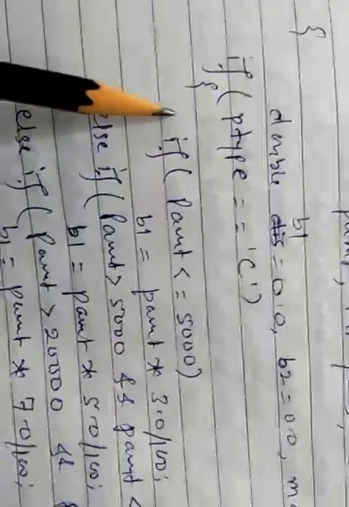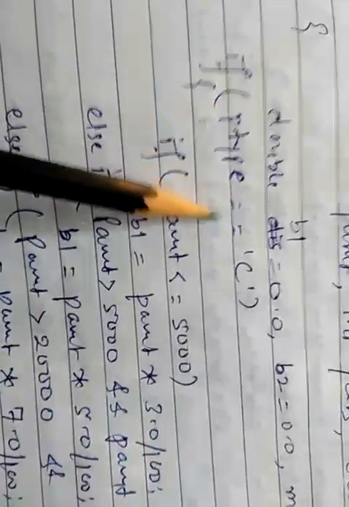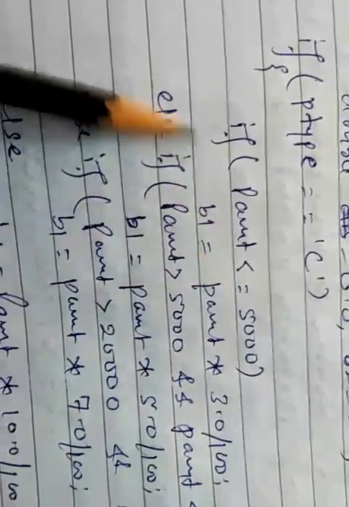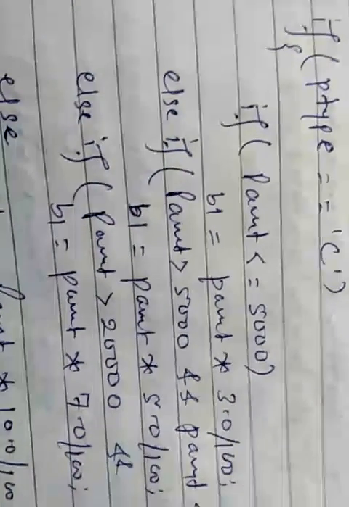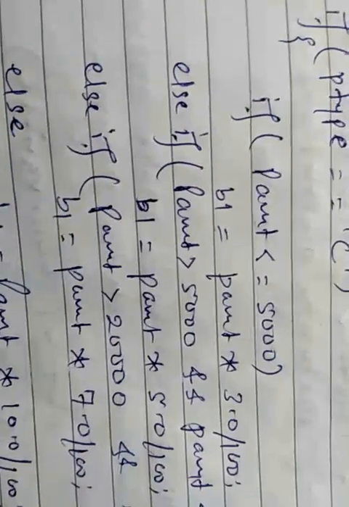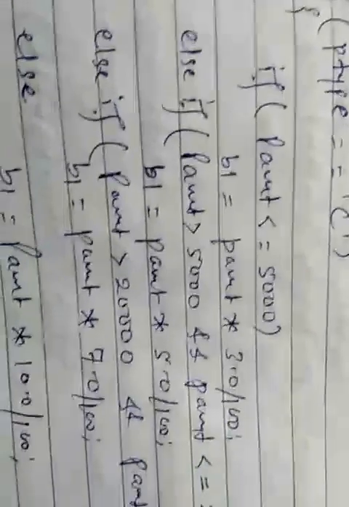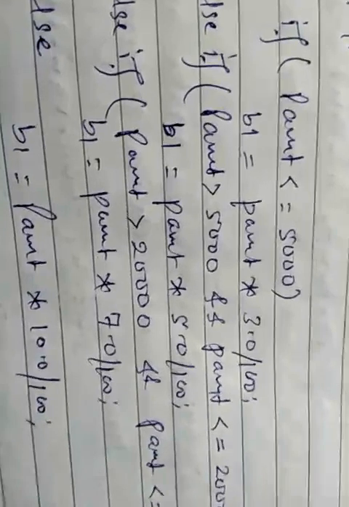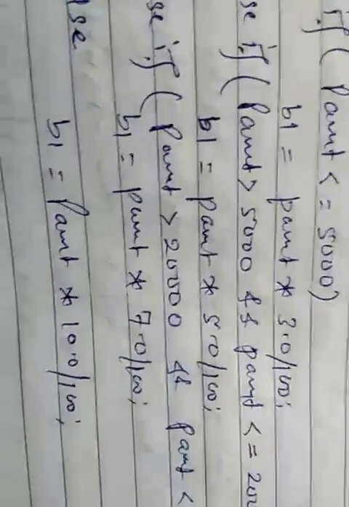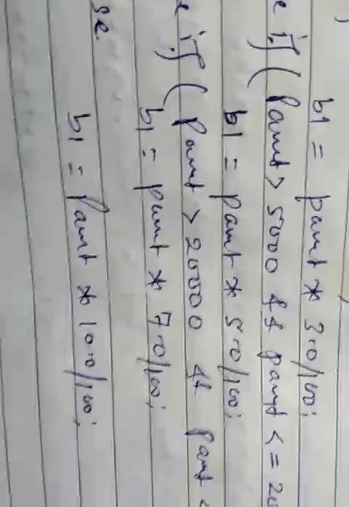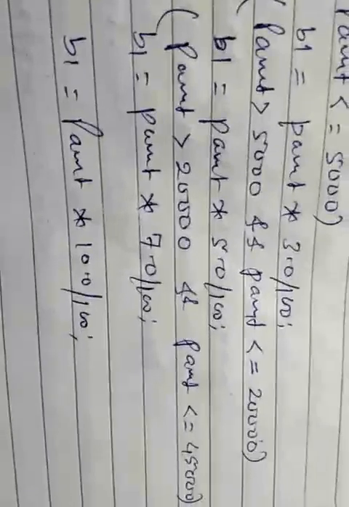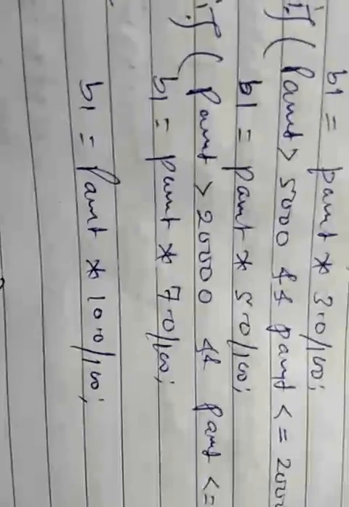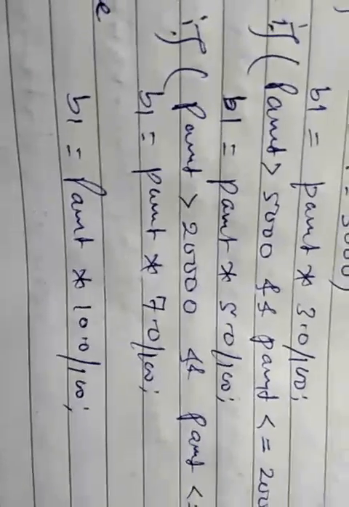So if the premium type equals C, and if the premium amount is less than or equal to 5,000, the bonus will be 3%. If the premium amount is greater than 5,000 and less than or equal to 20,000, the bonus will be 5%. If the premium amount is greater than 20,000 and less than or equal to 45,000, the bonus will be 7%. Otherwise the bonus will be 10%.